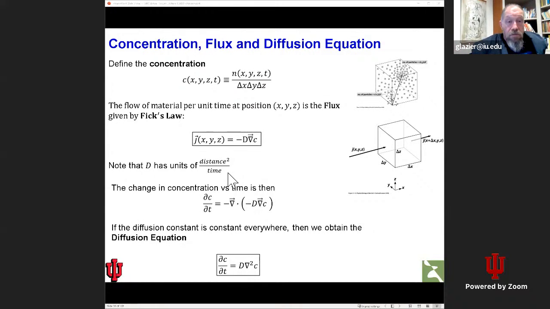The units of this flux prefactor are distance squared divided by time. And that's where this concept of diffusion time going as the square of the distance is going to come from. And so if the flux in and out of each boundary is D grad c, and I add up over all the surfaces, then the change of concentration inside of my box per unit time is the divergence of the flux. So del dot minus D grad c.